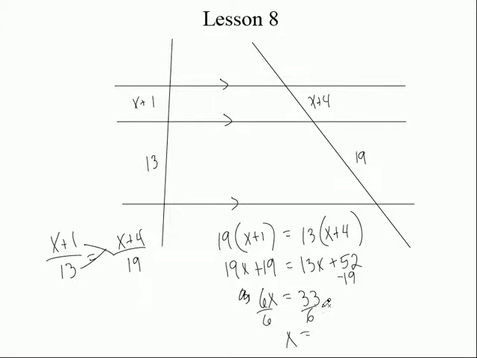Reduce it. What goes into both of those? 3 goes into both of them. 11 times what? 2 times? So it's 11 over 2, and that's your answer right there. So that's the kind of stuff that you would do with this. All right? That's all there is to that.